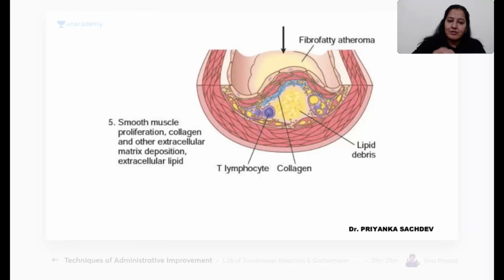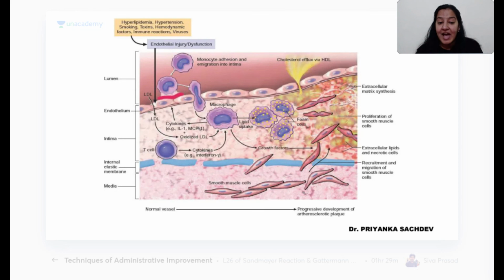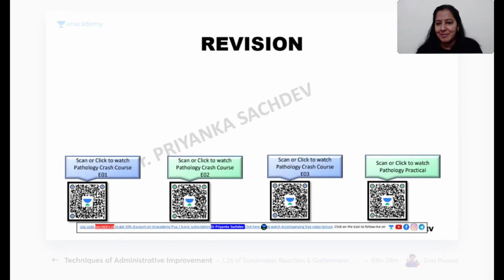So that are the four. Can you see at the center there is a yellow colored core, that is fat. And at the periphery, there are two types of cells, macrophages and smooth muscle cells. Both have engulfed the fat. So that is the summary.